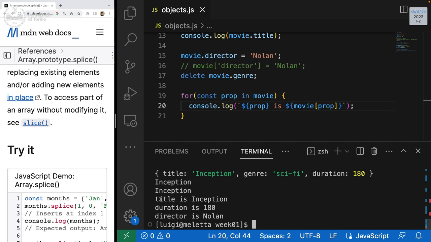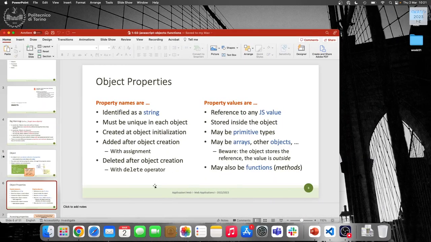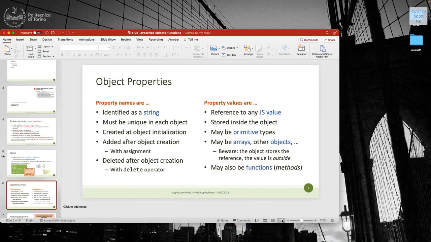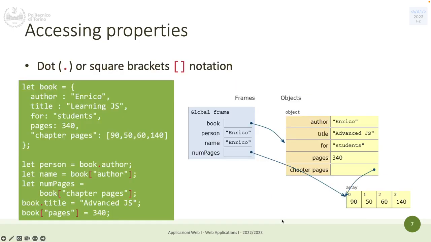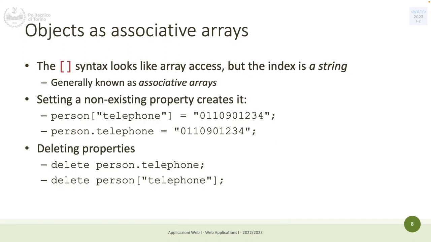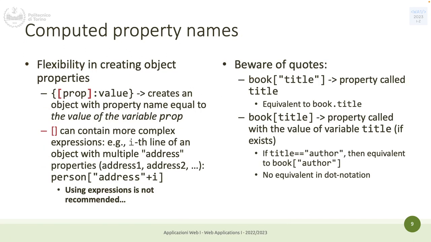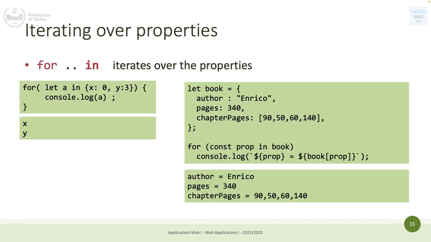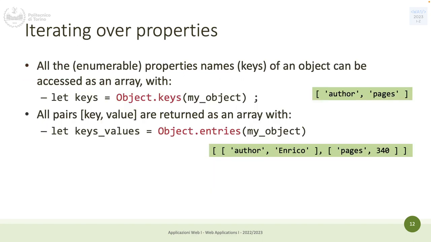What else? All of this is actually in the slides. I just did it in the code. But here there is the dot or square bracket notation, with the same things about spaces in the properties, and the delete, and things about the variable and the undefined. And for in. So exactly what we have seen in Visual Studio Code is also in the slides.